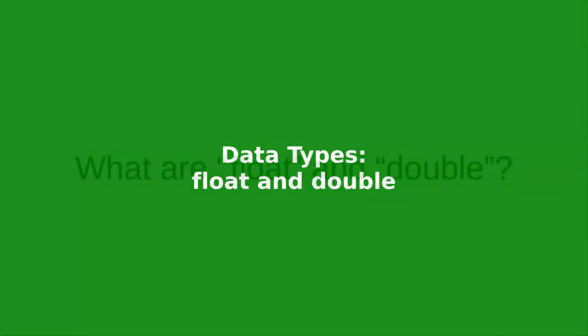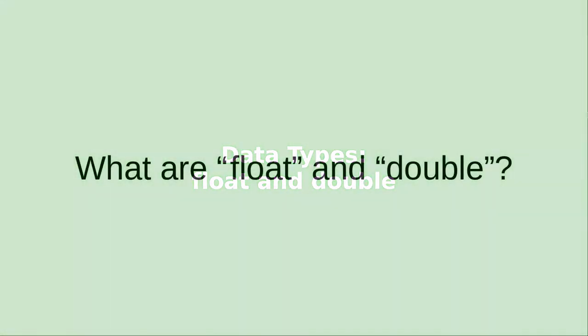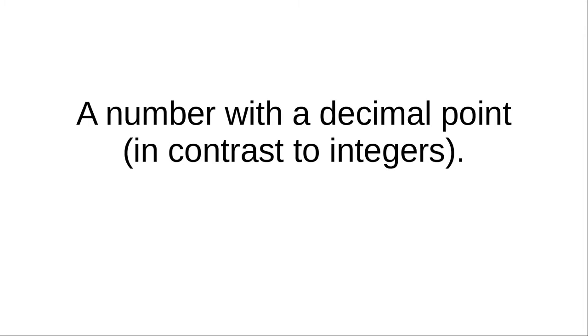The book talks about the float and the double data types. What are they, and where do those names come from? In general, a floating point number is one that has a decimal, in contrast with integers, or whole numbers.